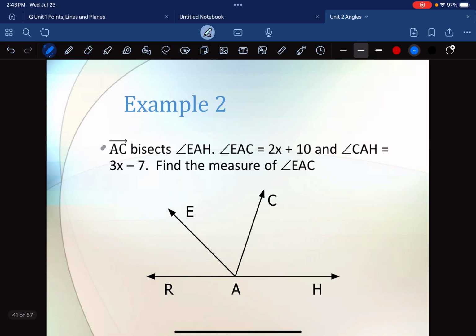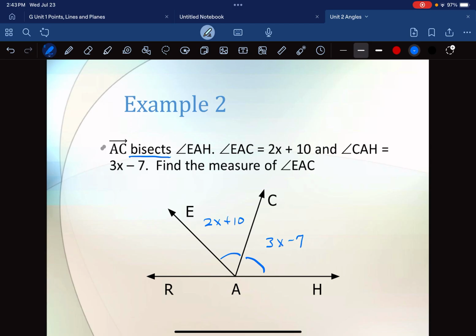So example 2, again, starting right off, what word did we see in the first sentence? Bisects. So AC bisects angle EAH. So again, I'm going to mark those two angles as being congruent. And then they tell me EAC is 2x plus 10. And they tell me CAH is 3x minus 7. And this time they say find the measure of angle EAC.